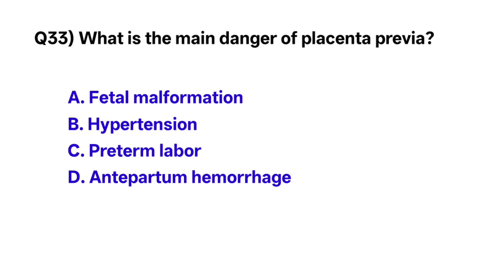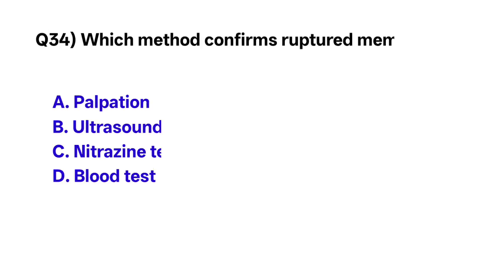Question number 33. What is the main danger of placenta previa? The correct option is antepartum hemorrhage. Question number 34. Which method confirms rupture of membranes? The correct option is C. Nitrazine test.